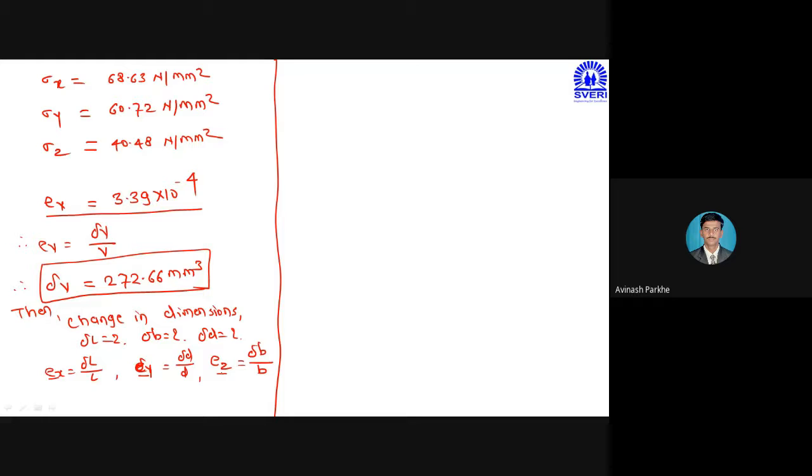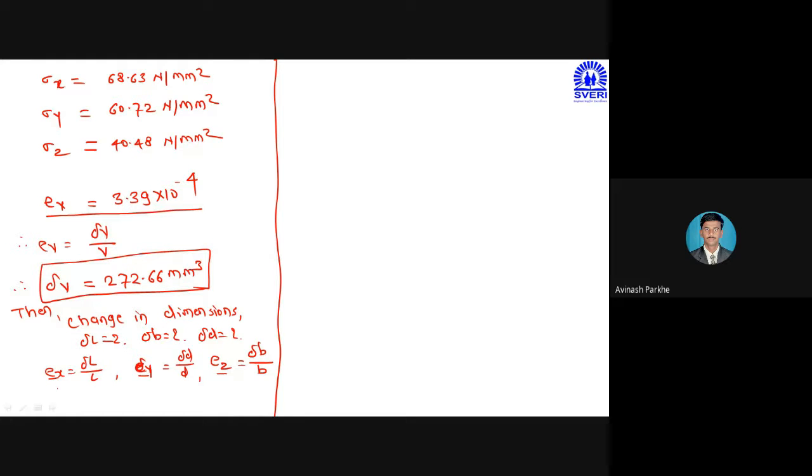Yes, 272.13. This is also a correct answer. Try to represent the final answer directly. Change in volume is equal to. Okay. Now the change in dimensions, we have to calculate delta L, delta B, delta D.